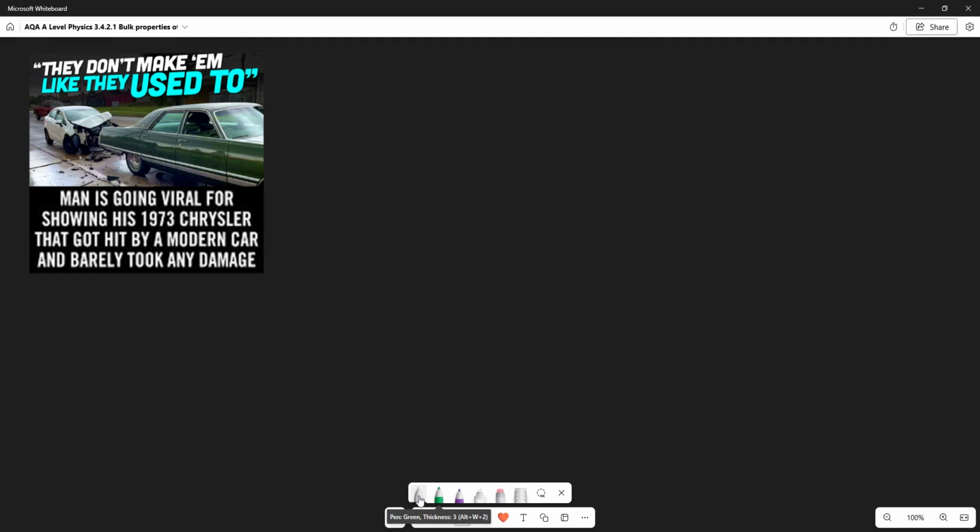Here is a meme that went viral several years ago. We have a modern white car colliding with an older green car. The damage was almost exclusively to the front of the white car, whereas the green car was largely unaffected. The white vehicle is modern, and it has design features such as crumple zones.